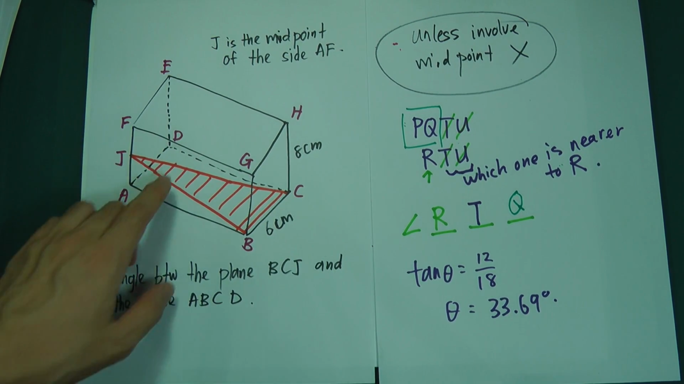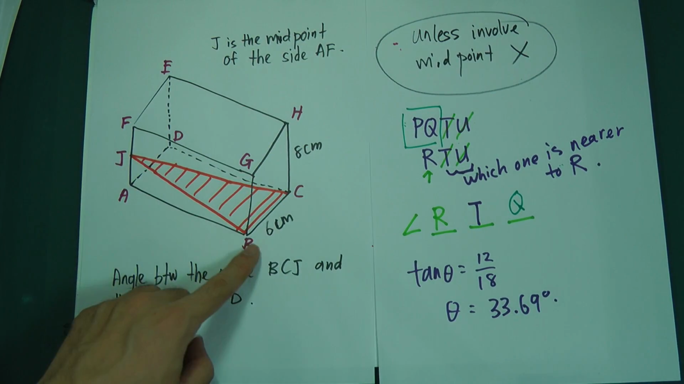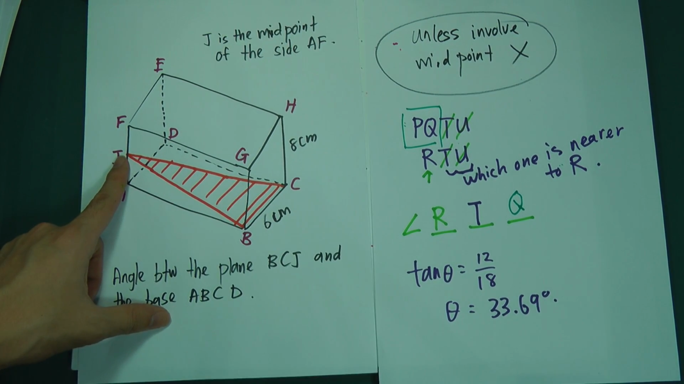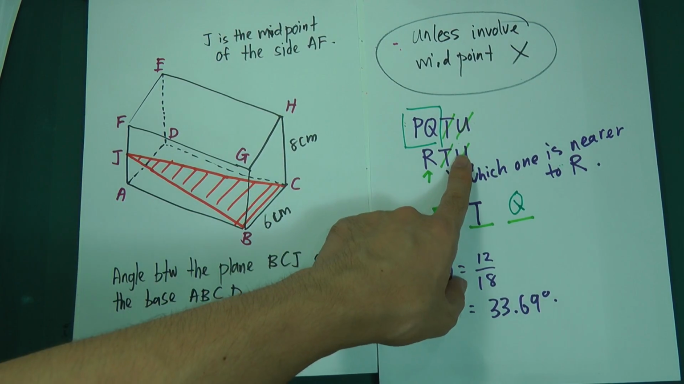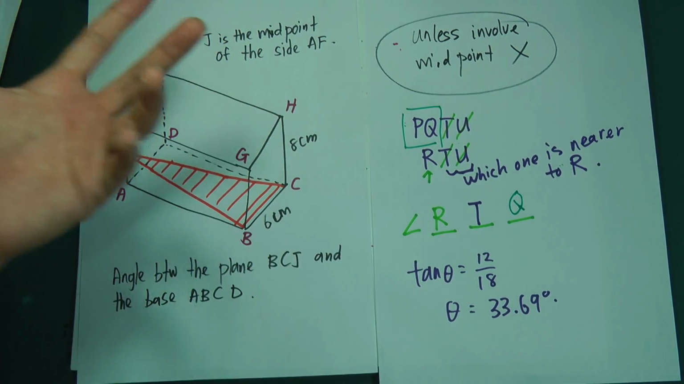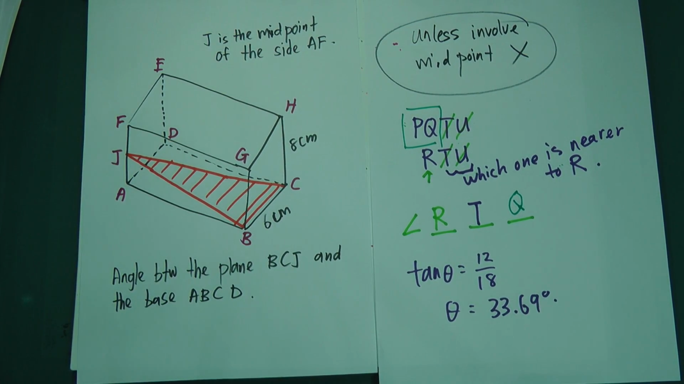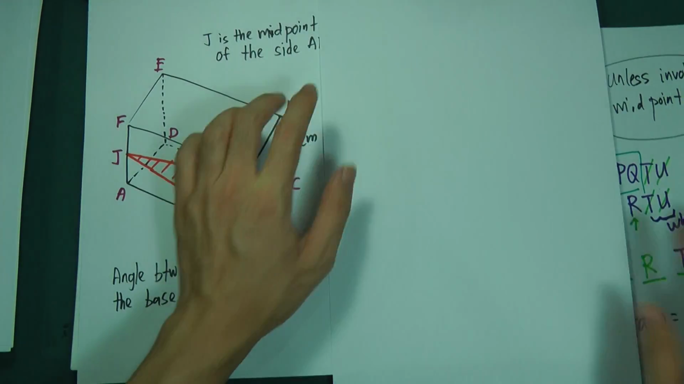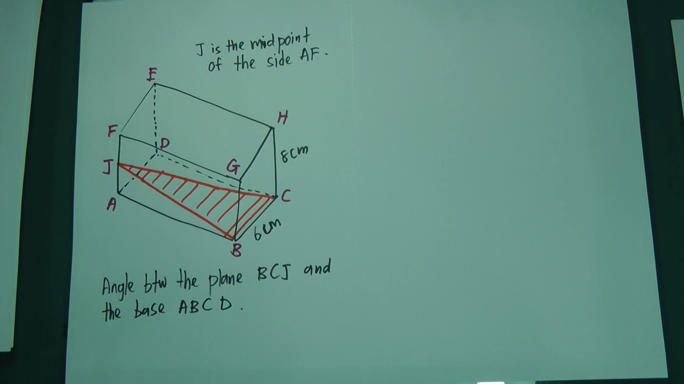Do you see this? He said J is the midpoint. Then this plane actually has one of the corners touching the midpoint. Then you cannot use this method. When you involve midpoint, you cannot use this method. How can you solve this question? Okay, so let me show you this one.